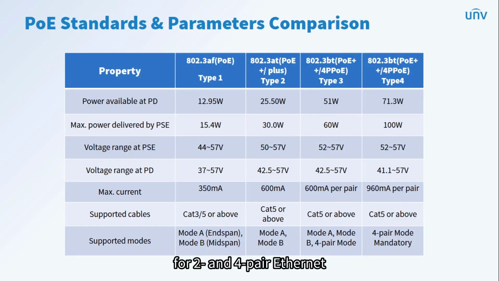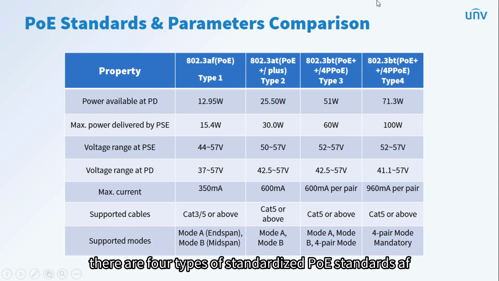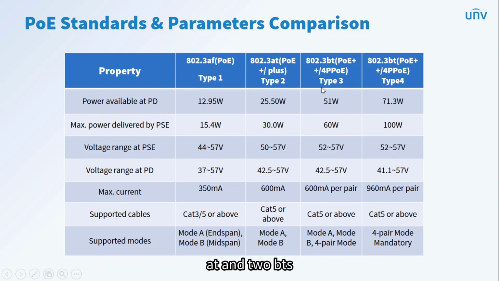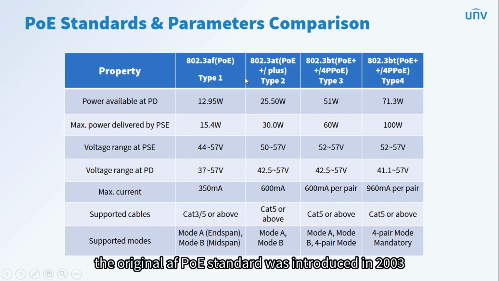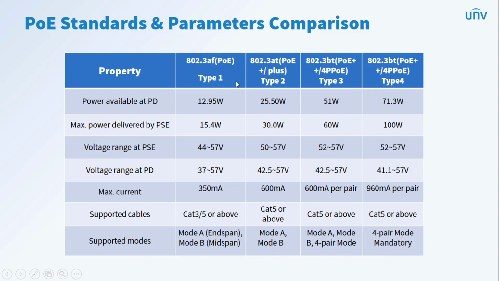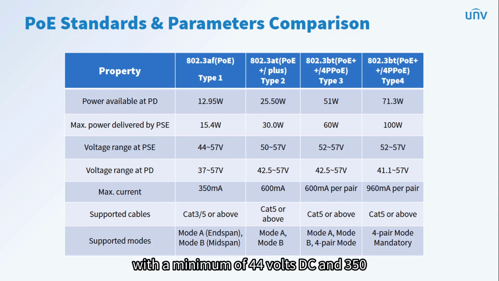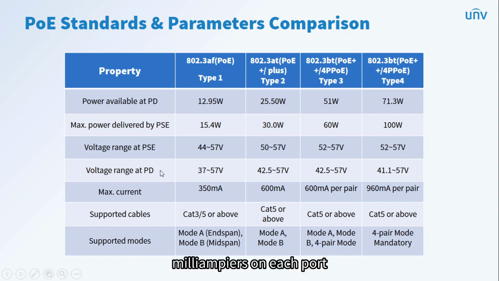For 2 and 4-pair Ethernet, there are 3 standardized PoE standards: AF, AT, and BT. Each of them has different parameters. The original AF PoE standard was introduced in 2003. It provides up to 15.4 watts of DC power with a minimum of 44 volts DC and 350 milliamperes on each port. Only 12.95 watts is assumed to be available at the powered device, as some power dissipates in the cable.